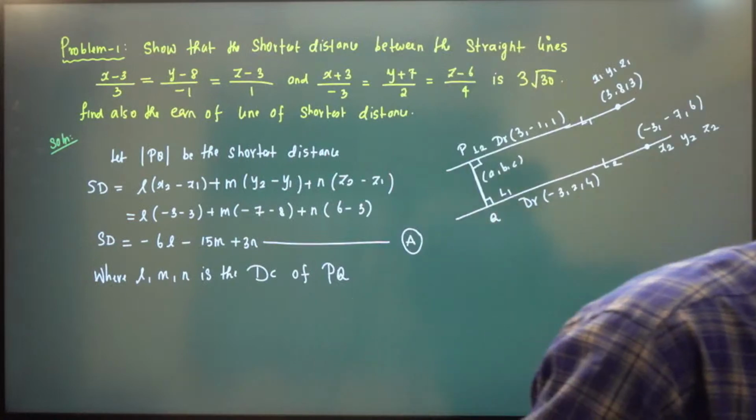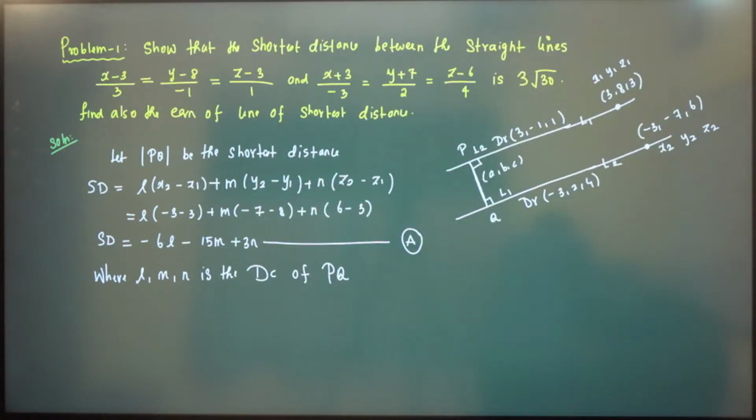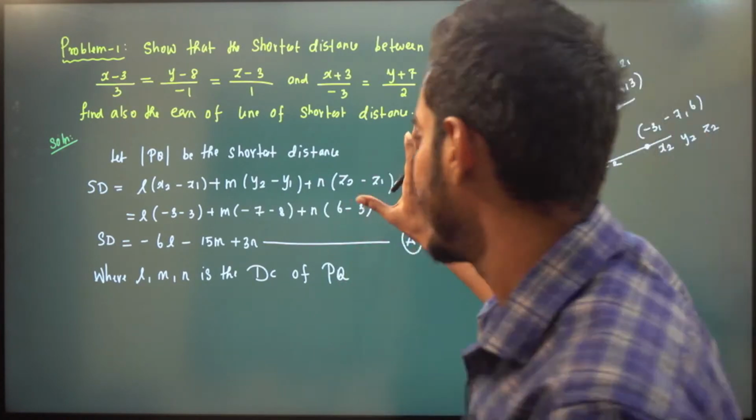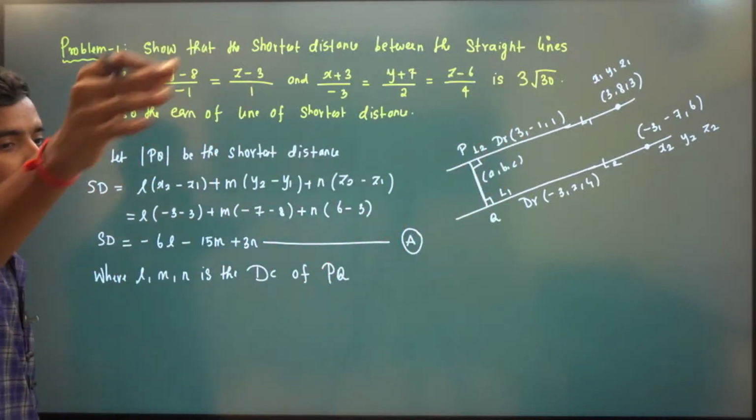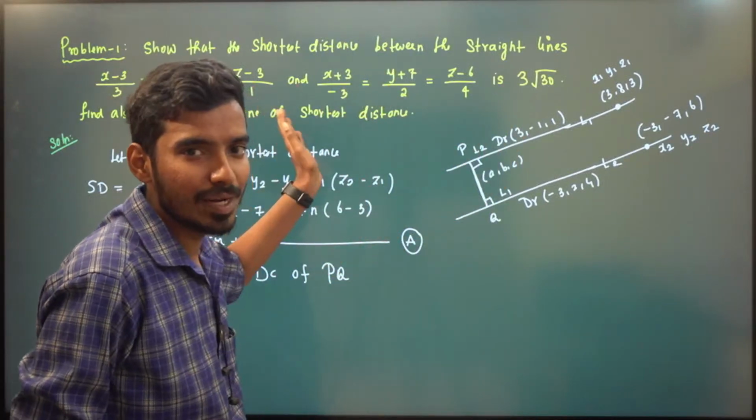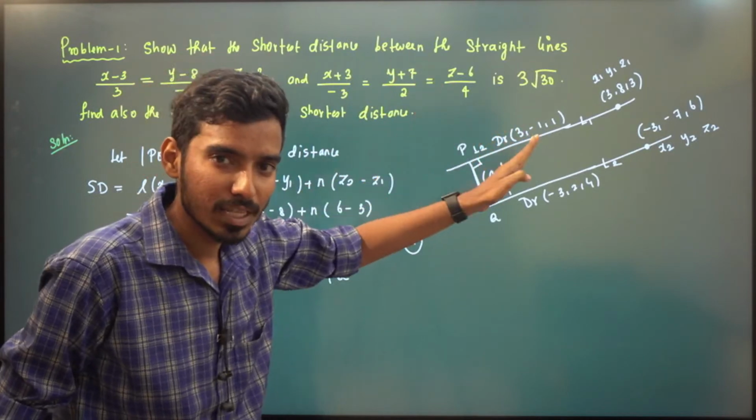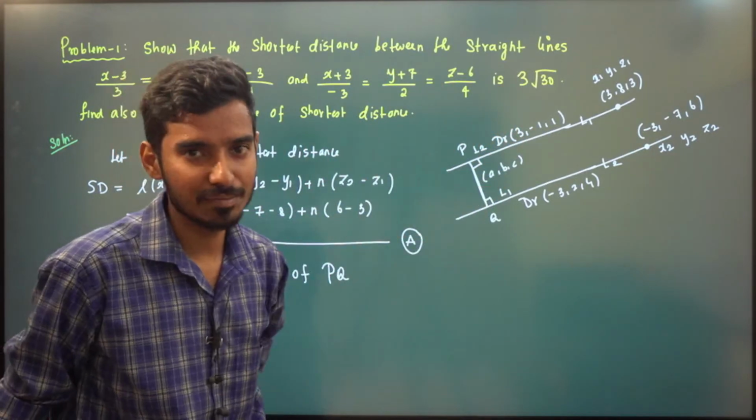Is it clear up to now? Can you find any? You can do any, right? So if they give two lines in symmetrical form, you can easily find the shortest distance between them using the formula L into x2 minus x1, m into y2 minus y1, plus n into z2 minus z1. Now, to understand this single problem, you can find the shortest distance between any lines. Suppose they give one in symmetrical form, the other in general form, you convert the general form to symmetrical form, and make use of the same procedure.